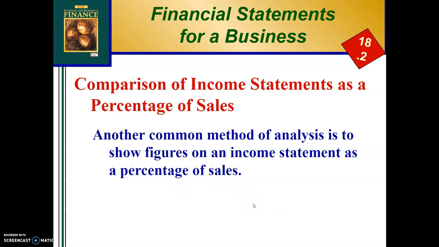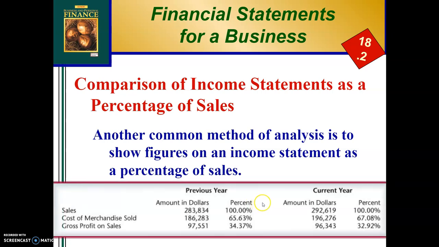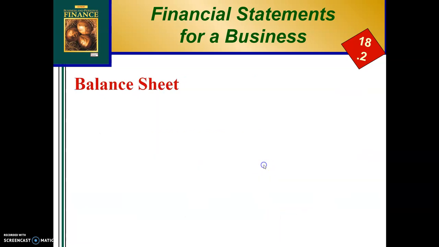This is a very common analysis that is done to show the figures in the income statement. So for this one, you'll see we have the sales, cost of merchandise sold, and gross profit on sales. We have the amount in dollars and the percentage, and we can see that our gross profit is 34% of our total revenue. Our cost of merchandise is 65.63%. Then we also have the amount in dollars from the current year, and a comparison there. We can see our gross profit is down, and our cost of merchandise is up from the previous year.